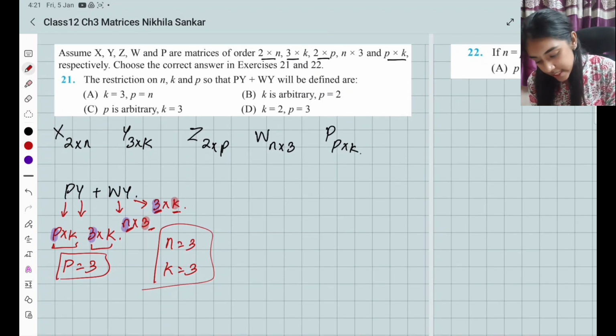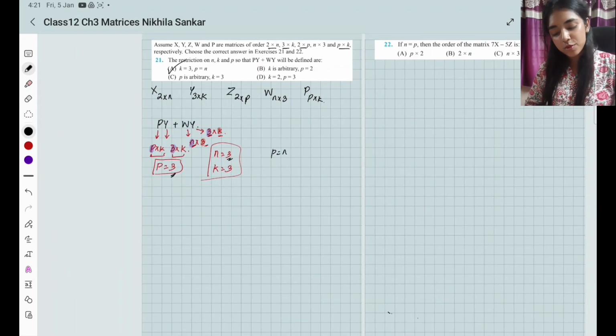So from this I see that என்ன option இருக்கு? p equals n, n ரெண்டுமே 3. So p equals n. So I have p equals n and k equals 3. So this is the option. Okay, please copy.